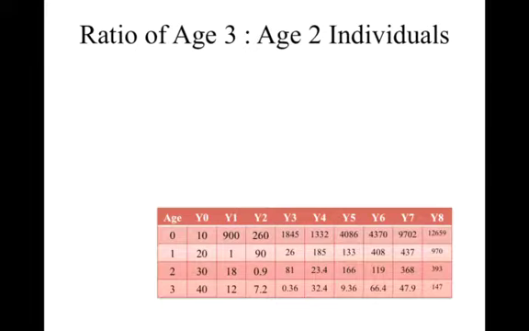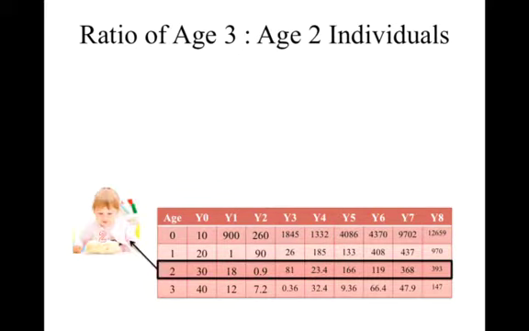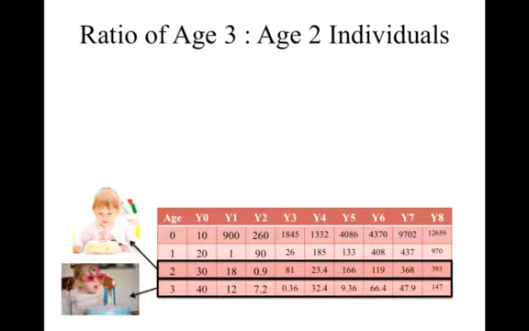I can do the same kind of thing with different age classes. I could look at the age 3 to age 0 individuals, the age 2 to age 1 individuals. Here I'm just going to show you age 3 to age 2 individuals. It's just a different ratio for two different age groups. So here's my age 2 individuals, here's my age 3 individuals, and to calculate that ratio, I'm just going to divide the number in one age class by the number in the other. So I have 40 age 3 individuals, 30 age 2 individuals, my ratio is 1.33.